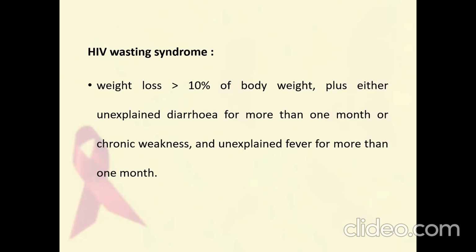What is HIV wasting syndrome? It is weight loss more than 10% of body weight plus either unexplained diarrhea for more than 1 month or chronic weakness and unexplained fever for more than 1 month.